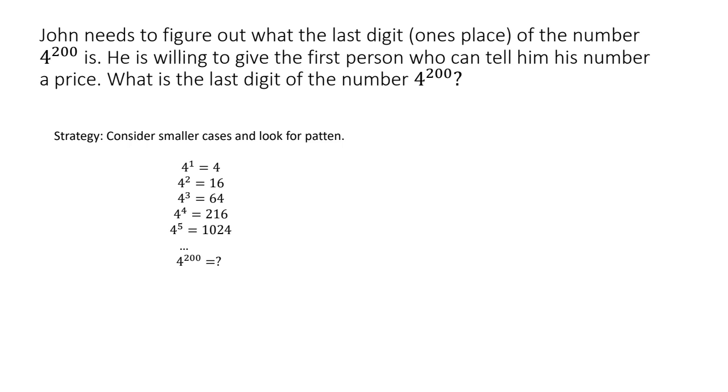Notice that for all of my odd exponents, like 4 to the power 3 and 4 to the power 5, the last digit is 4. And for all of the evens, the last digit is 6. So that's our hypothesis. To answer this question, since the exponent 200 is an even number, the last digit is going to match the evens, which is 6.